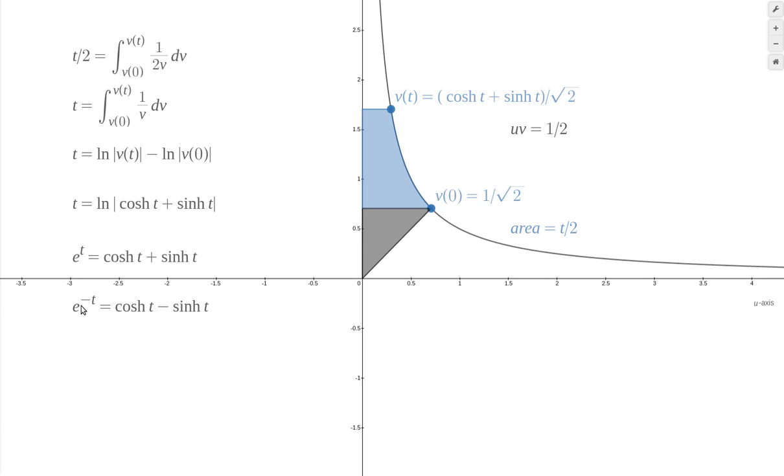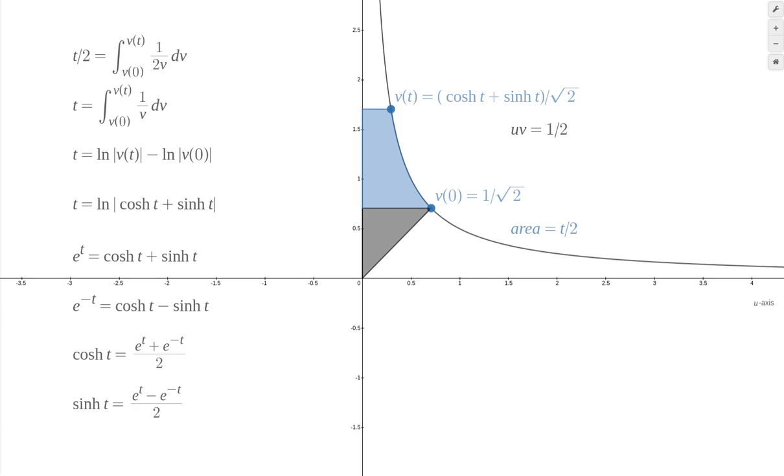If I add these two equations, these last two equations together, and divide by 2, I'm going to cancel the sinh and get double the cosh. So if I add these and divide by 2, what I get is that cosh of t is simply e to the t plus e to the minus t over 2. If I instead subtract them and solve for sinh of t, I get that sinh of t is e to the t minus e to the negative t over 2.